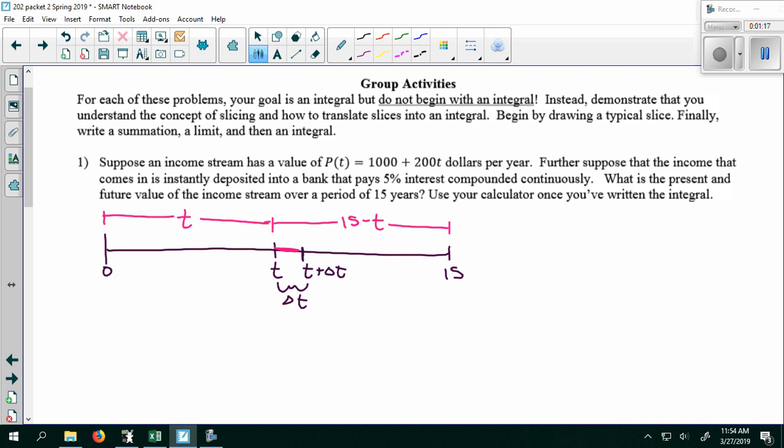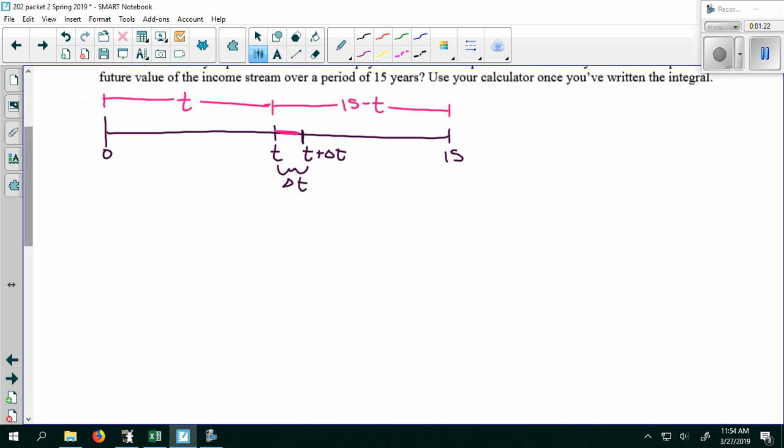Okay, so I want the future value and the present value of that one small slice. So let's start with future value. So future value is the present value times e, and I'm projecting forward to year 15. So from year t to year 15, that's 15 minus t years. And my interest rate is 5%, 0.05.